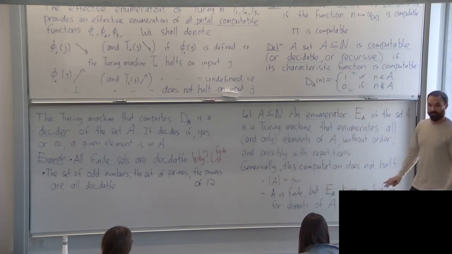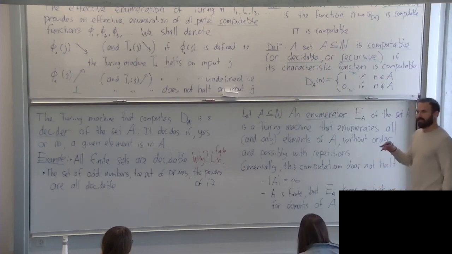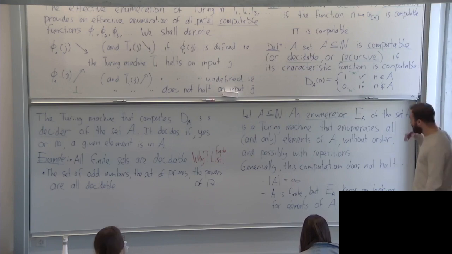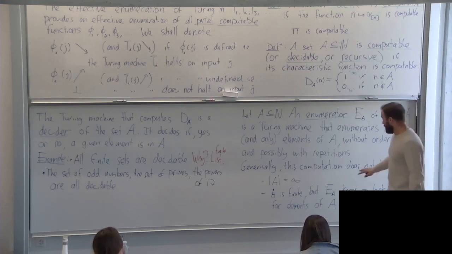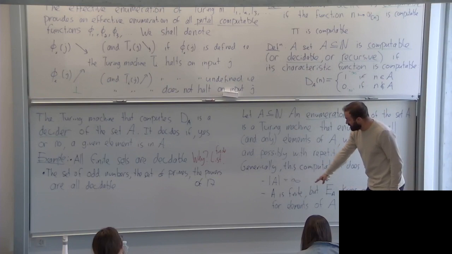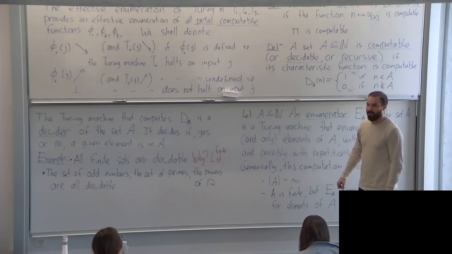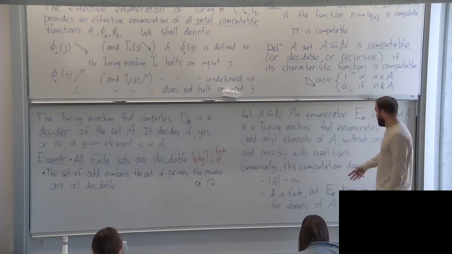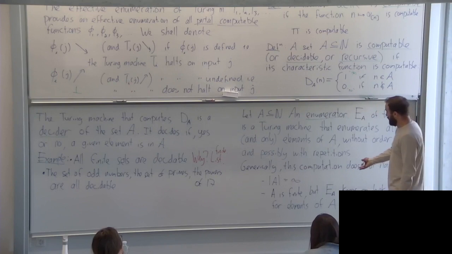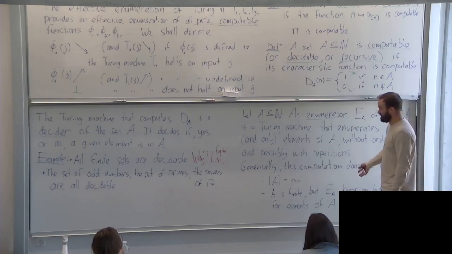Forever, even if it's done. In other words, it might not know that it's done looking for elements of A. It might just keep on computing, because, for example, it might not know in advance how many elements there are in A. So the enumerator might not even know if there are infinitely many or finitely many elements of A.